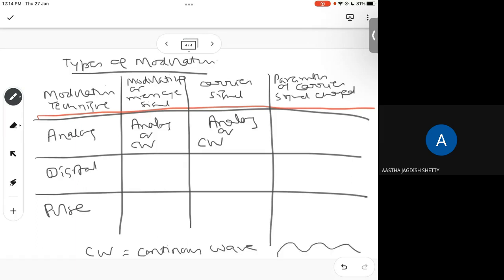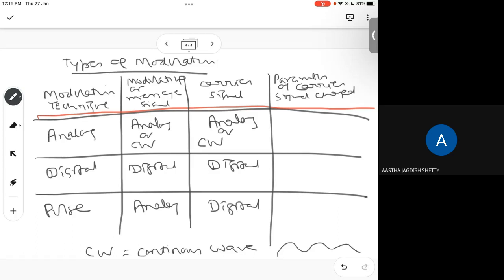In the digital modulation, we have a digital signal, so not continuous. Your carrier signal is also of digital type. And there is a pulse modulation also, where the message signal is analog, but your carrier signal is digital.